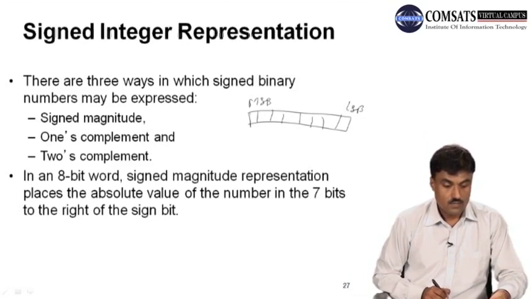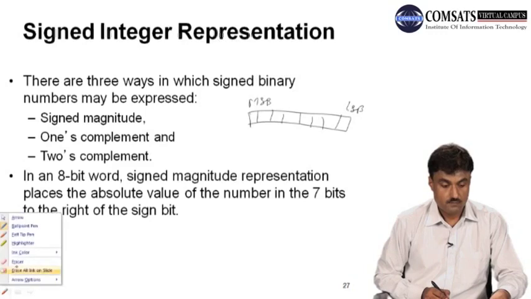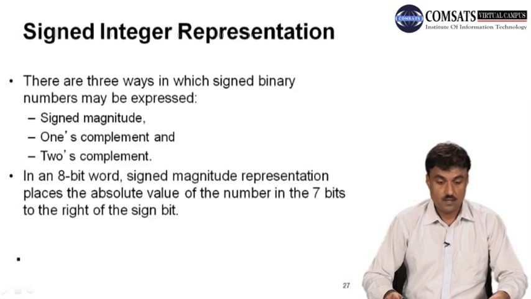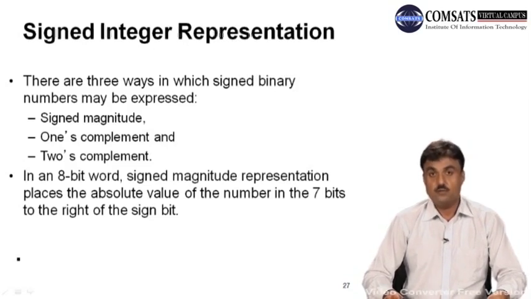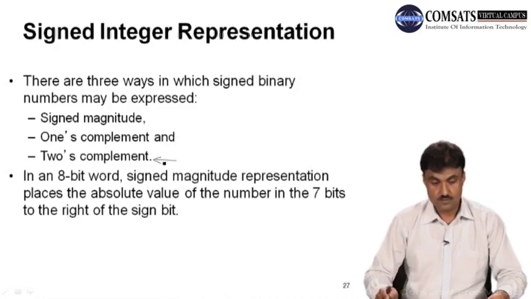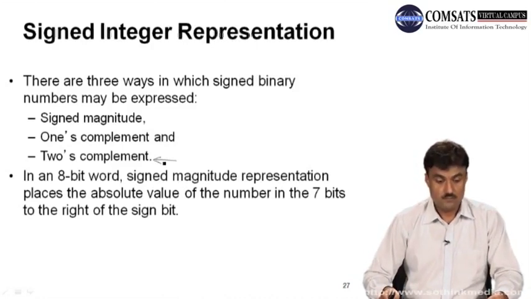Now here we will discuss how to use signed numbers. In signed numbers, there are different ways to represent them. The first one is signed magnitude, the second one is ones complement, and the third one is twos complement. There are three ways, but the most common way to use signed numbers is twos complement, so we will focus on twos complement.